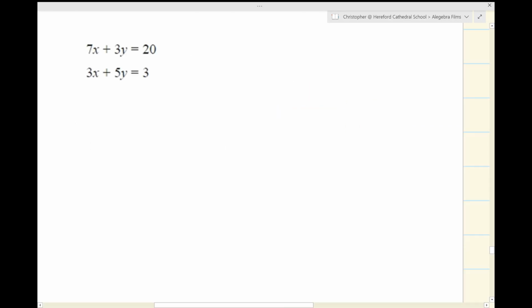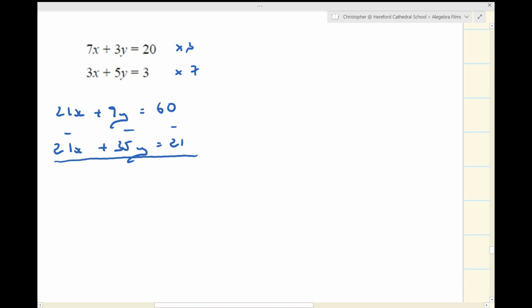Question 9. Get the x's equal, then subtract. Right, I'm going to multiply this top equation by 3 and the bottom equation by 7, because that gives me 21x in both equations. So top equation multiplied by 3, bottom equation multiplied by 7. Okay, minus, minus, minus. 9y minus 35y is minus 26y equals 39. Divide both sides by minus 26. y is minus 3 over 2.